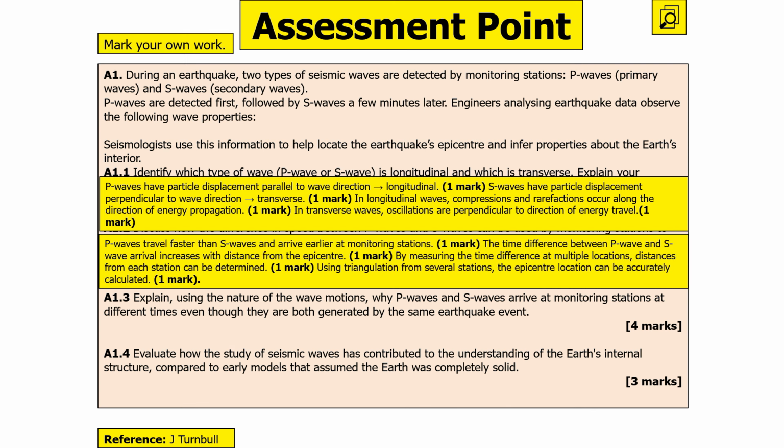Next, P waves travel faster than S waves and therefore arrive earlier at monitoring stations. The time difference between P and S wave arrival increases with distance from the epicenter.